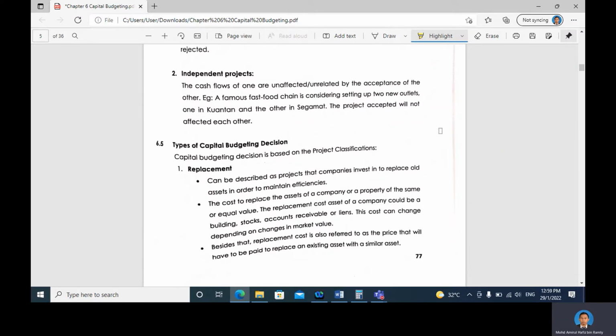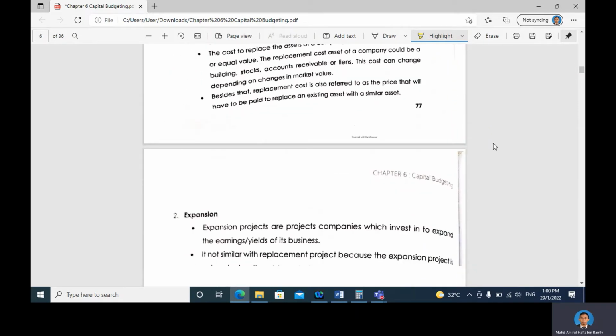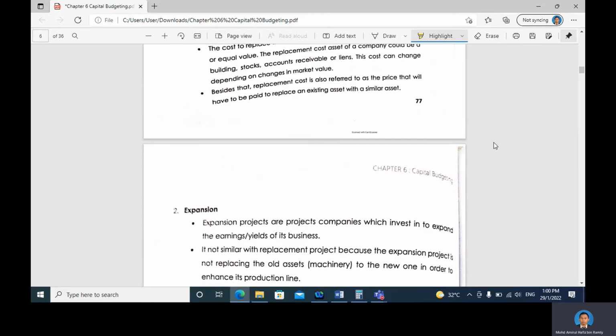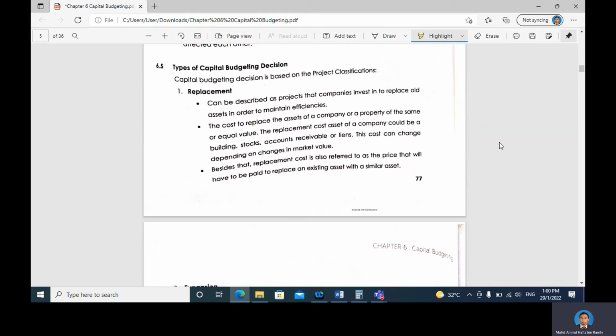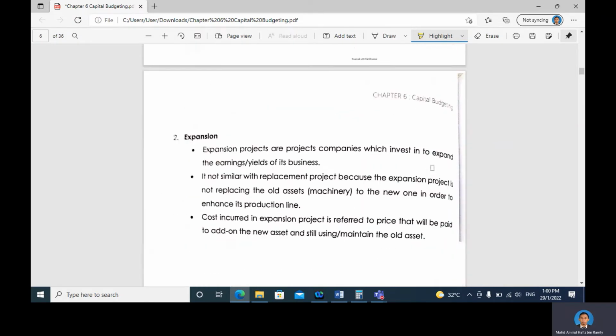Okay, now we move to the types of capital budgeting decisions. For the decision maker, we have two things: whether we want to replace or whether we want to expand. So we have replacement and we have expansion. Okay, two things only.